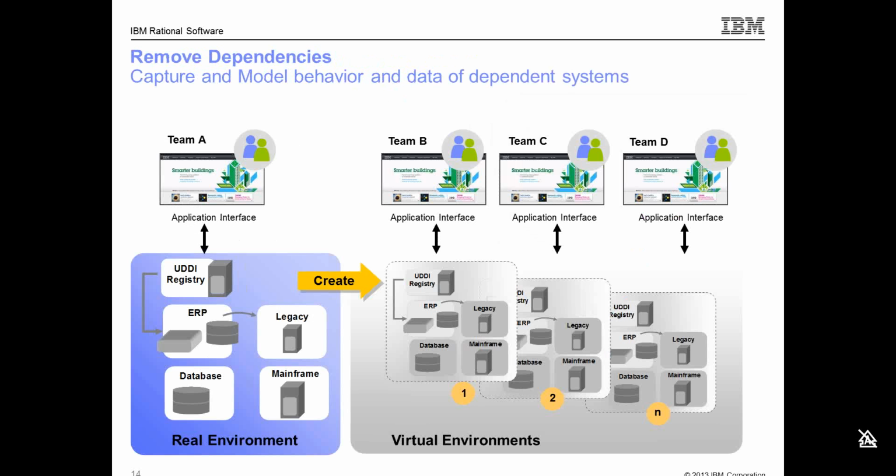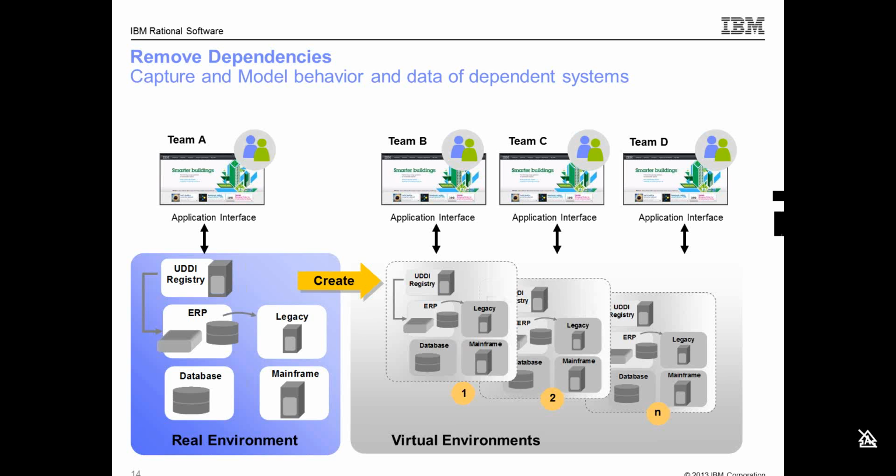So let's see how we remove the dependencies with another example here. Let's say I have an application interface, a website, and team A was earlier testing this application interface with real environments. They were using real back-end databases, mainframes, legacy systems, enterprise buses, and different other systems. And let's say team B, C, and D that are also testing are waiting for team A to finish their testing in order for them to be able to access these systems.